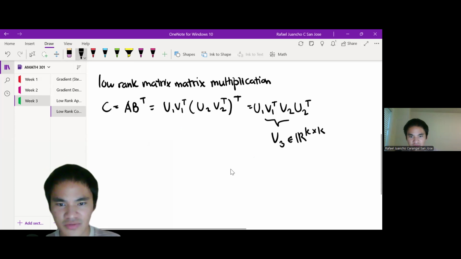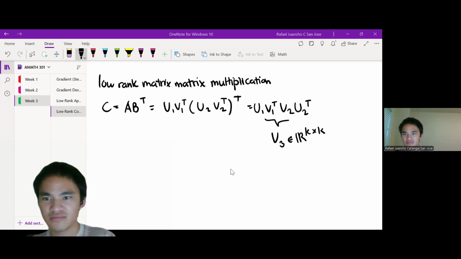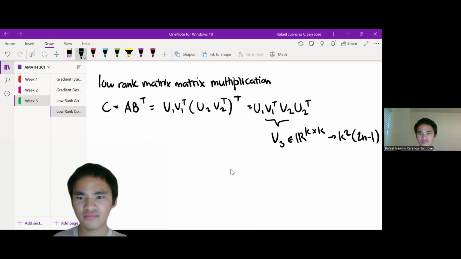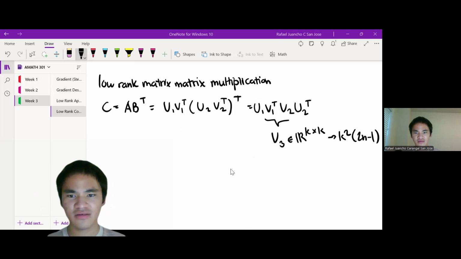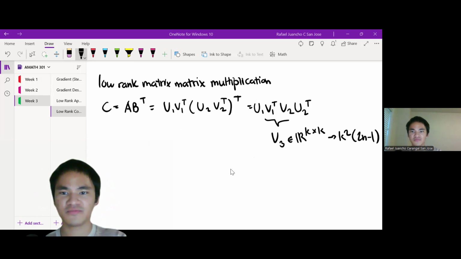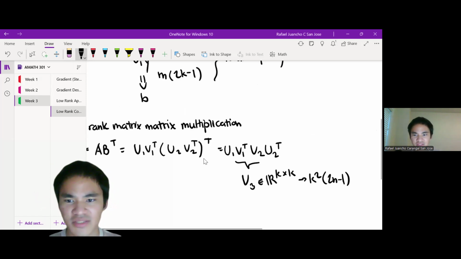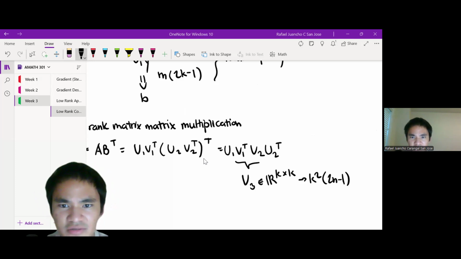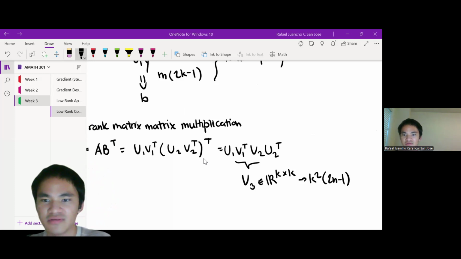And then so we got that, and then what happens here? Well, the complexity would just be k squared to n minus 1, right? That's the complexity of that. But then what if we were to do something else? Let's look at the complexity, let's say when we expand this out a bit more.